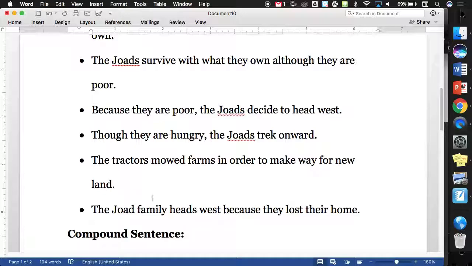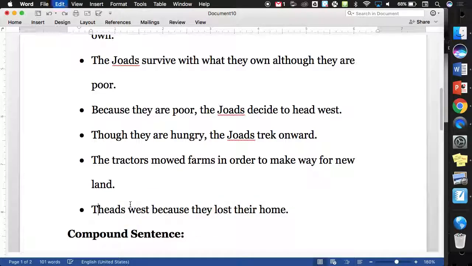If I were heads, how would this be different if my verb, say I wrote Tom heads west because, what would I have to do? Make it singular. So because he lost his home. So, heads is a singular verb.